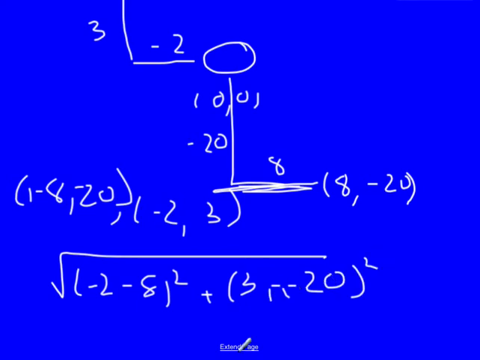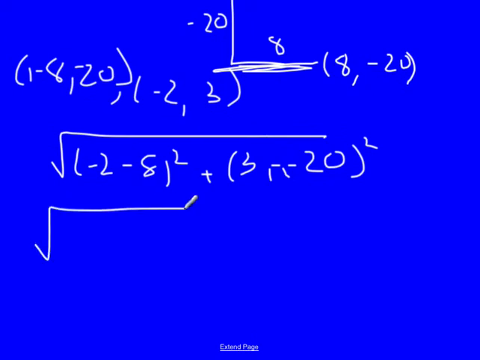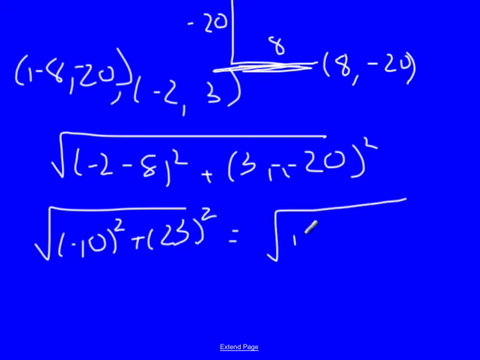So then we're going to end up getting the square root of negative 10 squared plus 23 squared when you add those together. So let's go ahead and square those. What you end up getting is the square root of 100, because that's 10 squared, and 23 squared, which is 529. Then you end up getting the square root of 629.